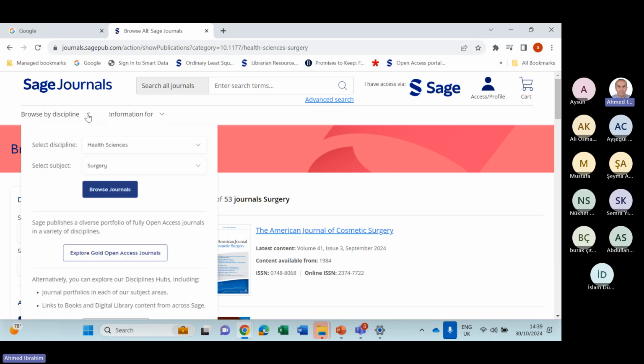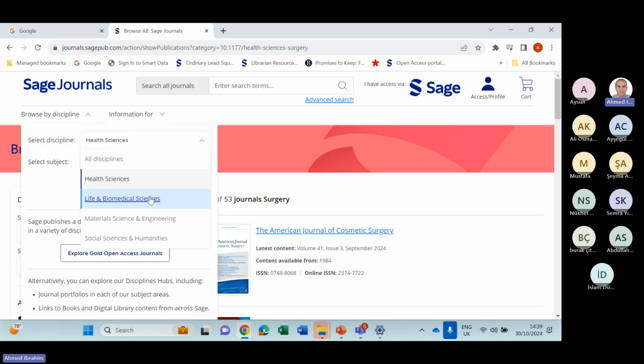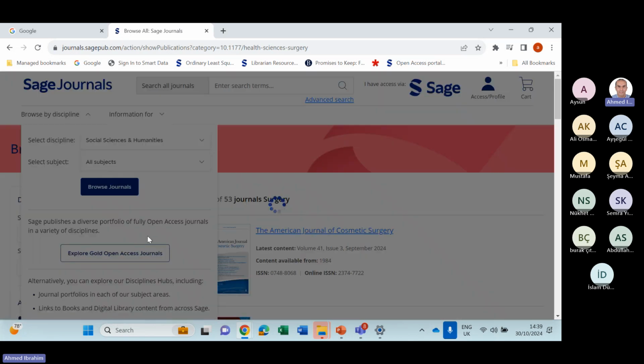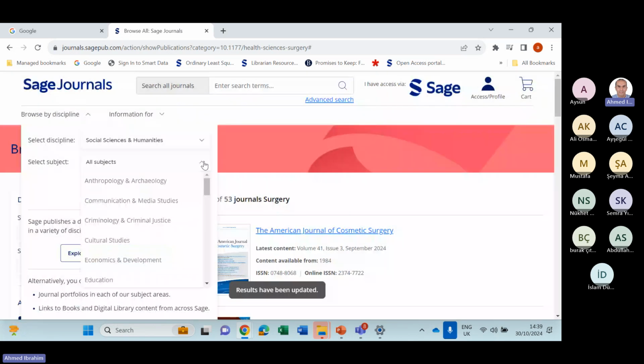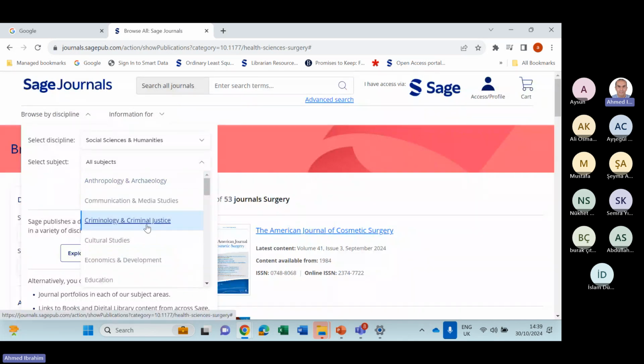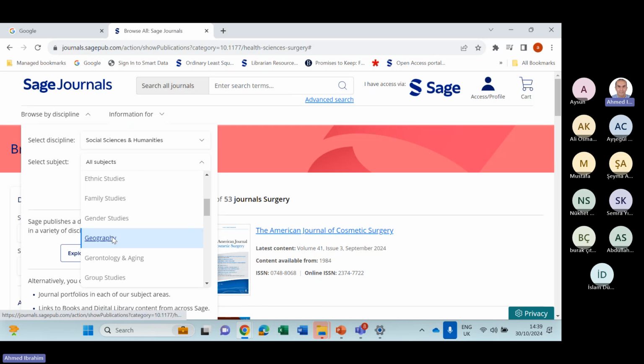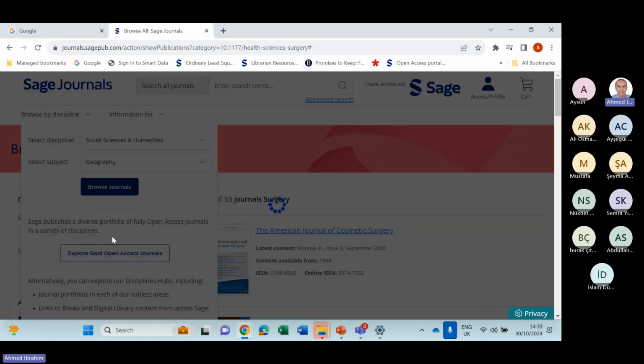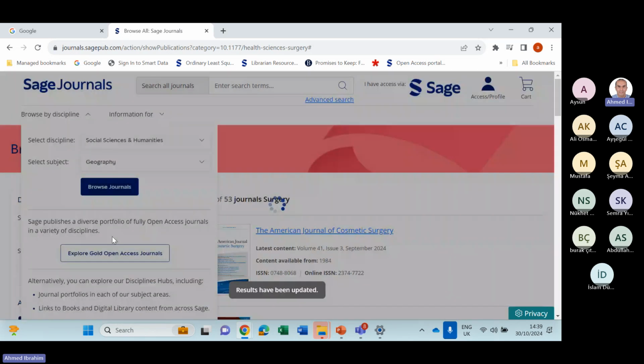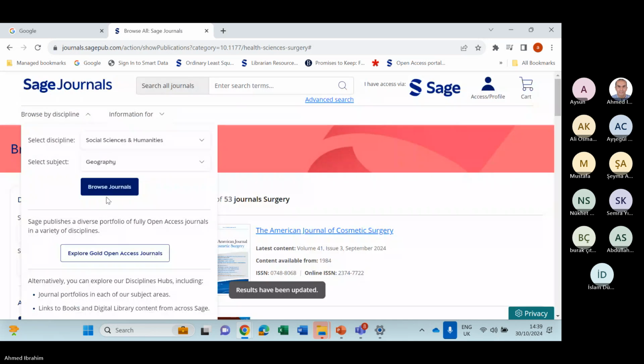Same way, if you need to specify life and biomedical science, material science and engineering, or social sciences and humanities. Social sciences and humanities is divided into many disciplines, like anthropology and archaeology, communication and media studies, criminology and criminal justice, cultural studies, economics and development, education, geography. So if you'd like to search in geography, you will type geography and you'll find journals coming in this discipline.